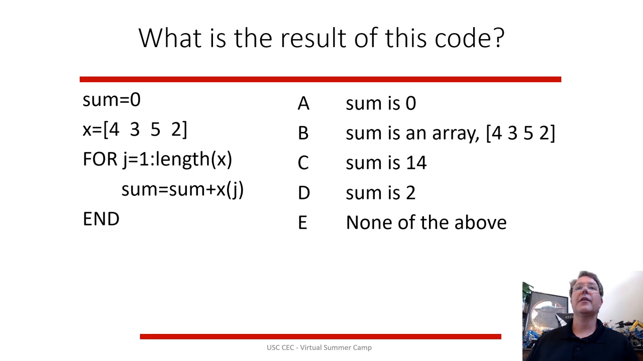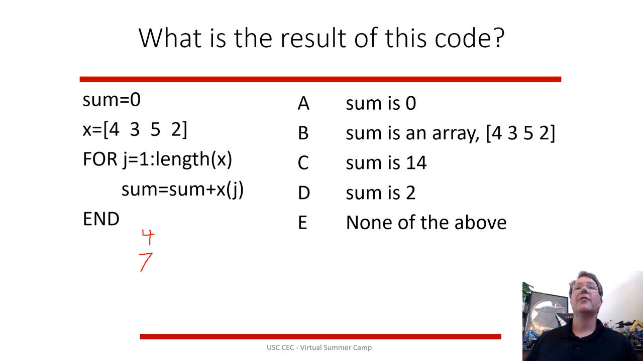It's going to take the current value of sum, and it's going to add to it the jth value of x. So the j is going to be 1, 2, 3, 4. So the first time through, sum is 0, and x1 is 4. So sum is going to become 4. The next time through, sum is 4, and the second value of x is going to be 3, so sum is going to become 7.